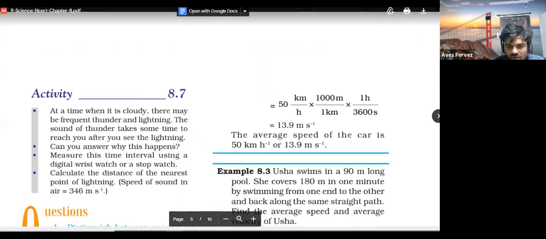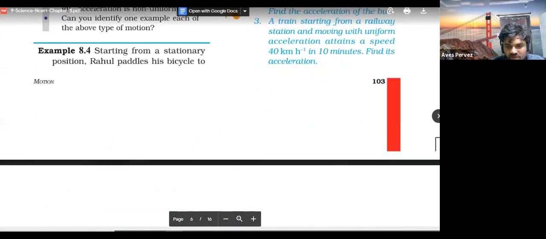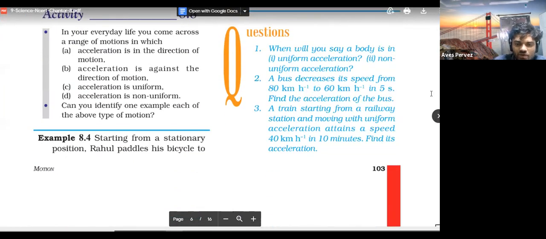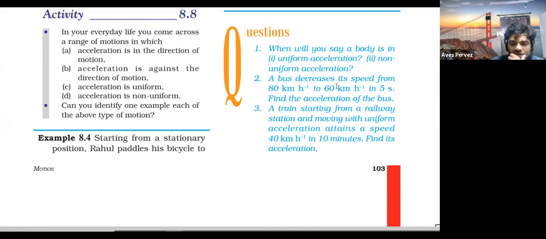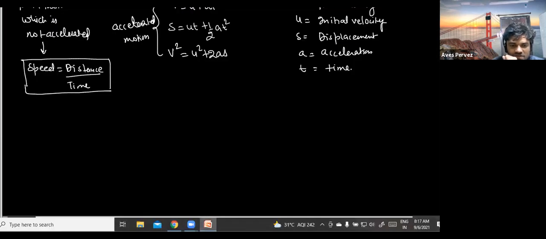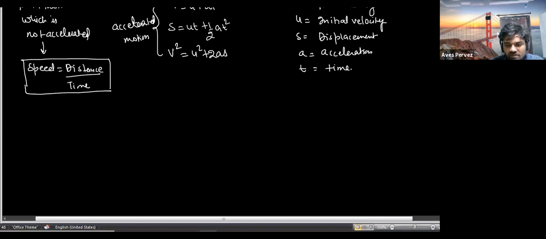Let us solve. These are very simple questions. Let's go through this question. Here we have a bus. A bus decreases its speed from 80 kilometer per hour to 60 kilometer per hour in 5 seconds. Find the acceleration of the bus. Let me copy this question, and then we shall solve it here.